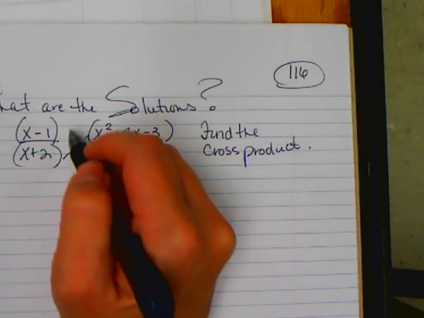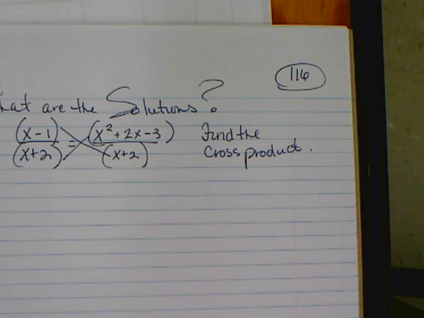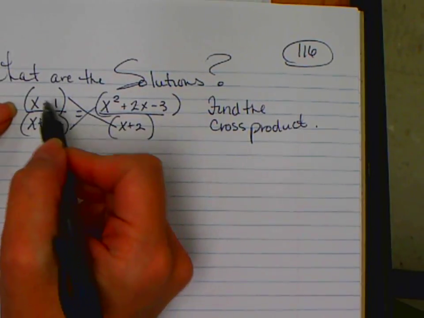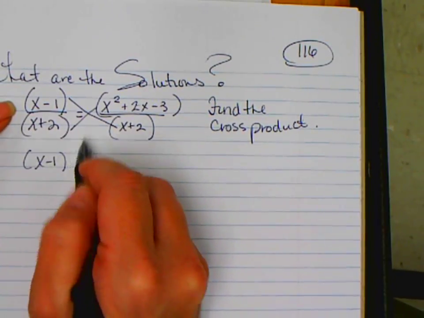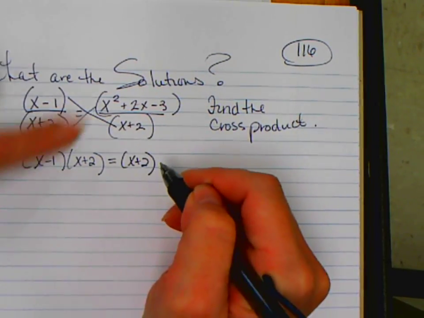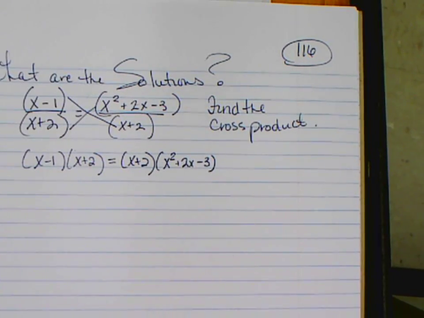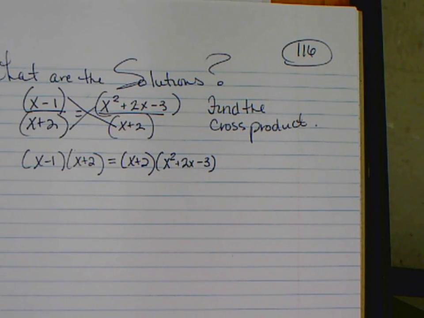And then I'm going to find the cross product of x minus 1 times x plus 2. And that's why y'all say cross multiply, but it's find the cross product. Okay? So I'm going to say x minus 1 times x plus 2 equals x plus 2 times x squared plus 2x minus 3. So basically I'm going to distribute the left side, get it simplified, distribute the right side, get it simplified, and then get everything moved to one side of the equation and hope that it can be factored.